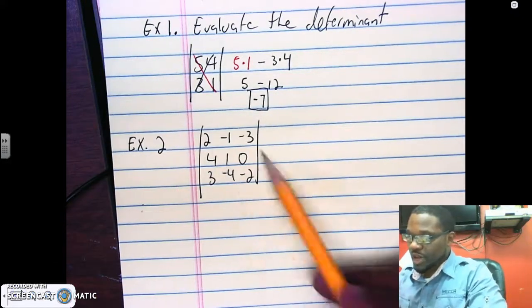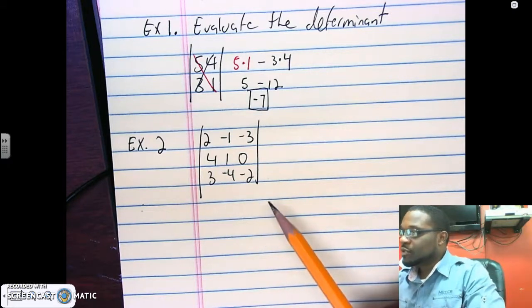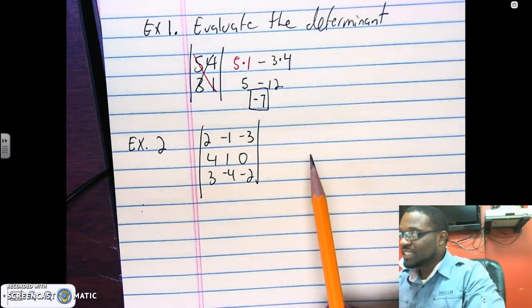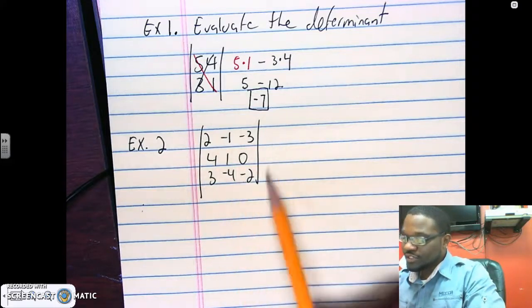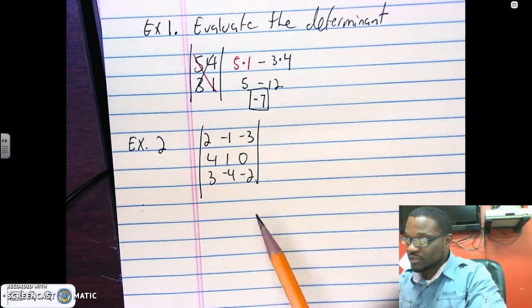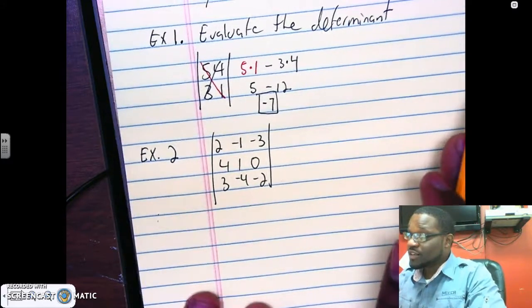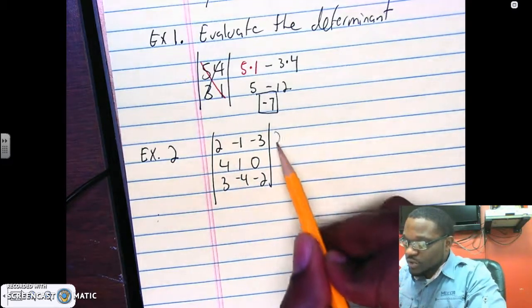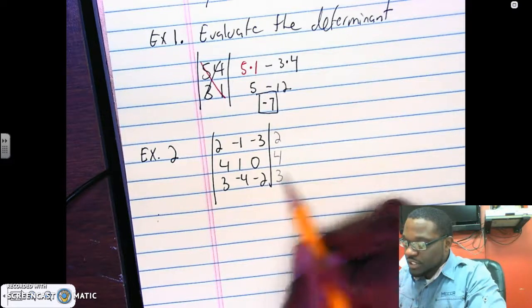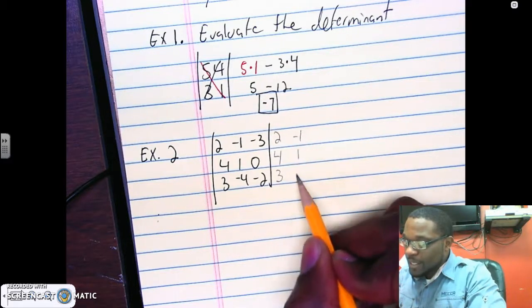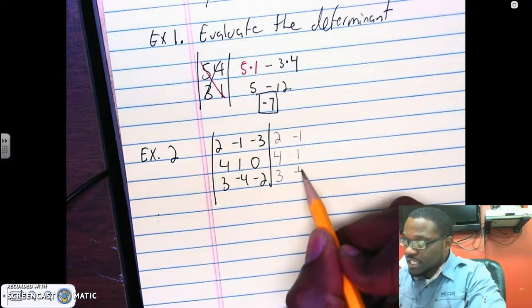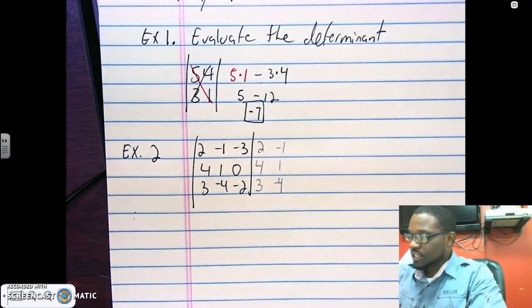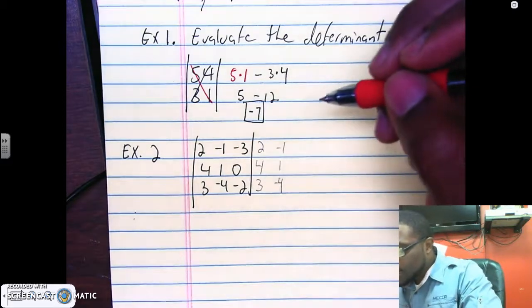Now a 3 by 3 is a little bit different, because what we have to do is extend this a little bit in order to be able to do all the diagonals. So here's the step. If you got a 3 by 3 or anything like this, you got to rewrite the first 2 columns: 2, 4, 3, -1, 1, -4. That's what it was saying in that key concept that you wrote down. You need to make sure that you write down those 2 columns. Why is that important? Because now, look what happens.